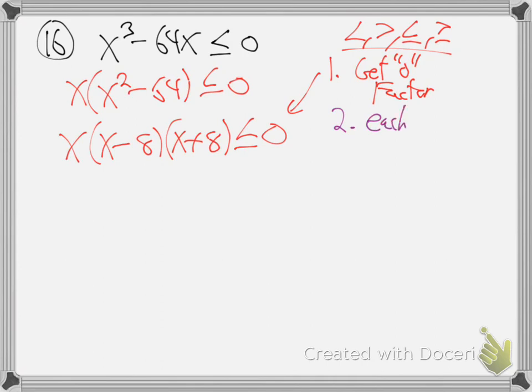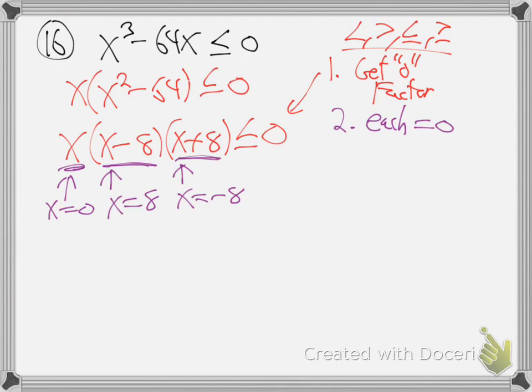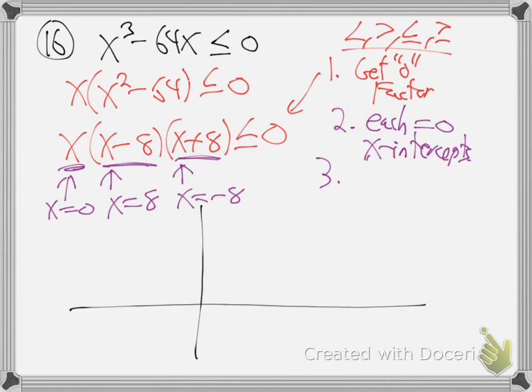Step 2, each part equals 0. So what will make this 0? x is 0. What will make this 0? x is 8. What will make that 0? What can I plug in for x? -8. Each part equals 0. Those are x-intercepts, and here, let's put that on the graph now. So we're going to have a graph, and at 0, at -8, and at +8, you're going to have x-intercepts.